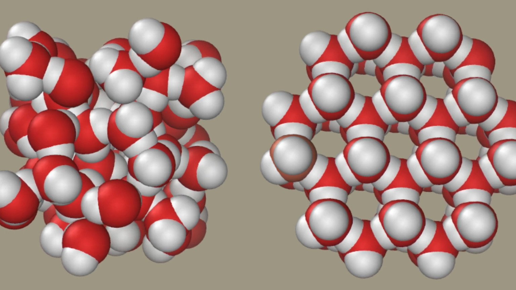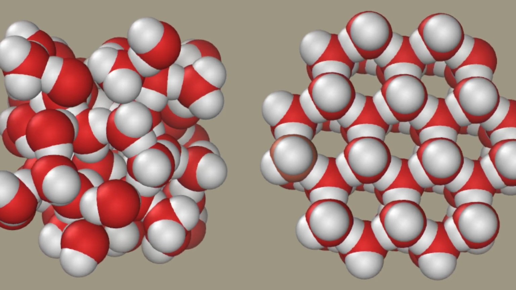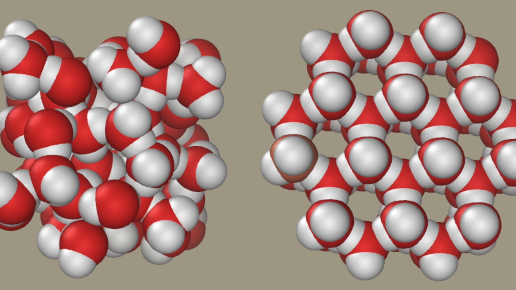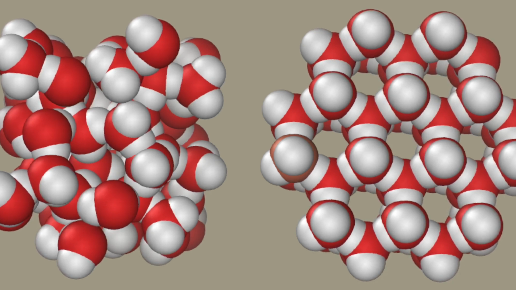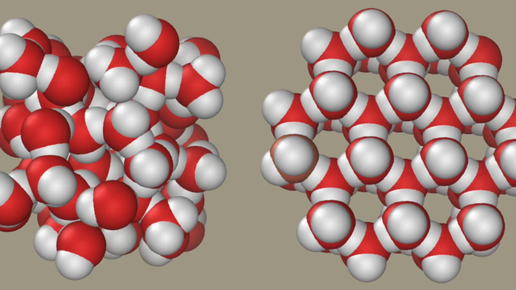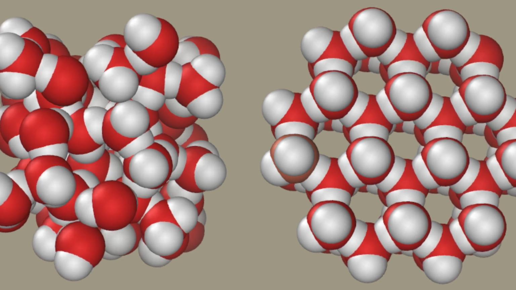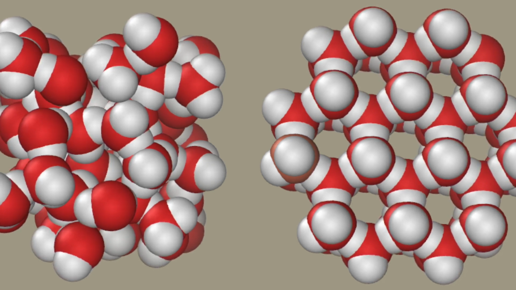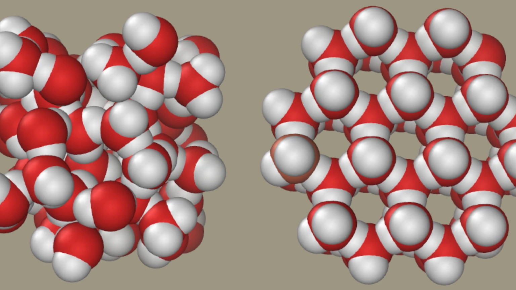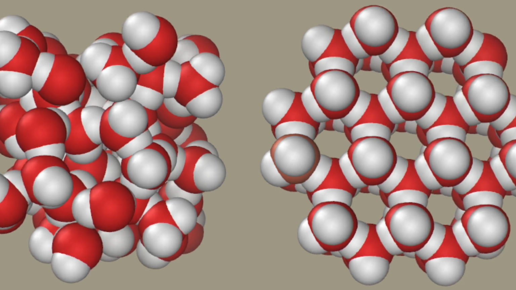In water, these bonds are breaking and reforming, but in ice, they're stable, and the molecules are more spread apart because of these hydrogen bonds. So, because of this, water is more dense than ice is, which is also why ice floats on top of water.